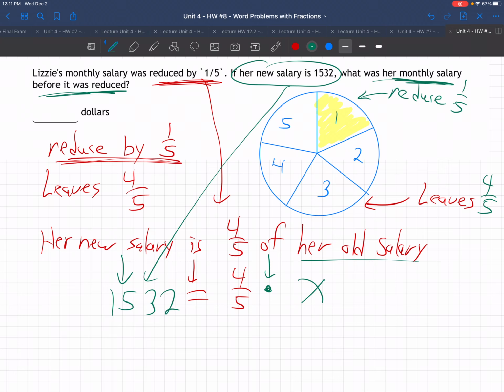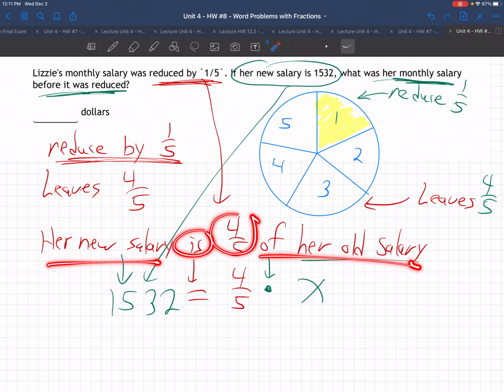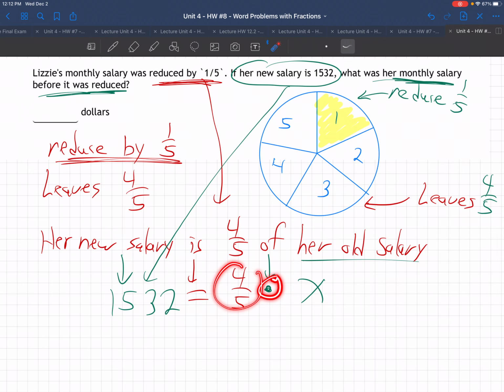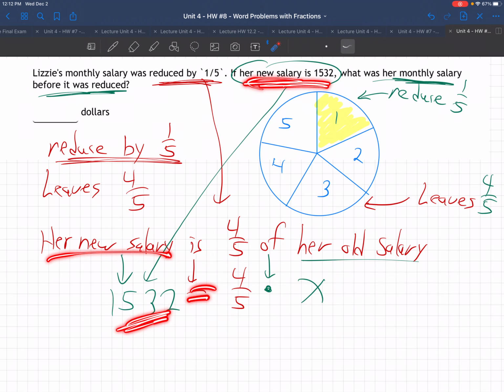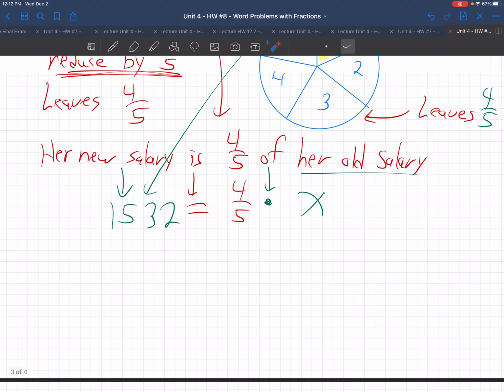You see how we came up with that? So again, they reduced her salary by 1/5. So her new salary is 4/5 of her old salary, because 4/5 of it was left when they reduced it by 1/5. So 4/5 of, which is times, her old salary, that's what we're trying to find, X, we don't know, equals her new salary, $15.32. They told us that's her new salary. So there's the equation we need to solve. 4/5 times X is $15.32.